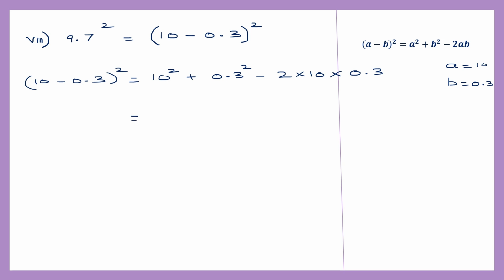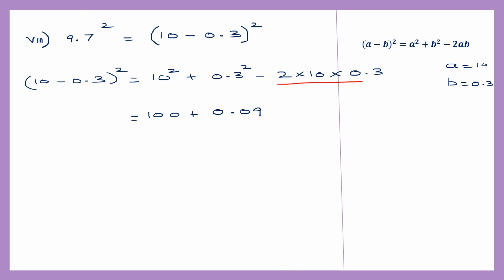So let's simplify this. 10 square means 10 into 10, which is 100. Now 0.3 the whole square, that means 0.3 into 0.3. Ignore the point and multiply. 3 3s are 9. Now there are two decimal places, so my answer also should have two decimal places. So I put the point here. So what do I get? 0.09. Let's write that. 0.09.